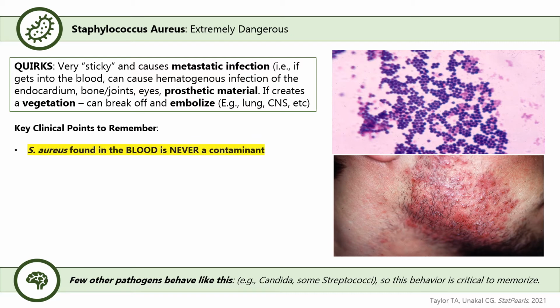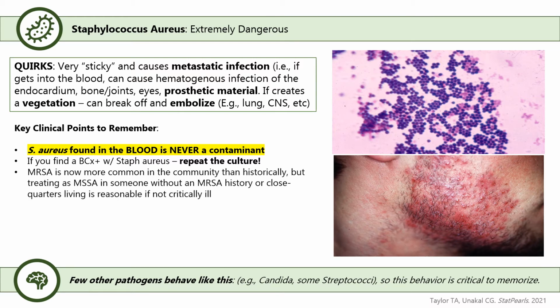Other key clinical points to remember are that Staph aureus is never to be considered a contaminant if it is found in the blood, due to danger. If you find a blood culture positive for Staphylococcus aureus, we should always immediately repeat the culture. We'll want to confirm blood culture clearance before creating a definitive treatment plan. We should always ask ourselves as well if the Staph aureus we're finding in the blood or in any site is likely to be methicillin resistant or methicillin sensitive.